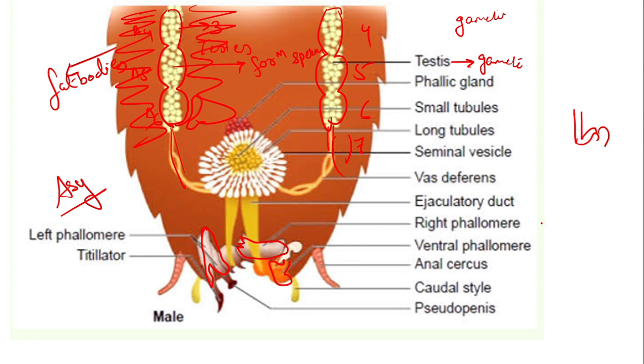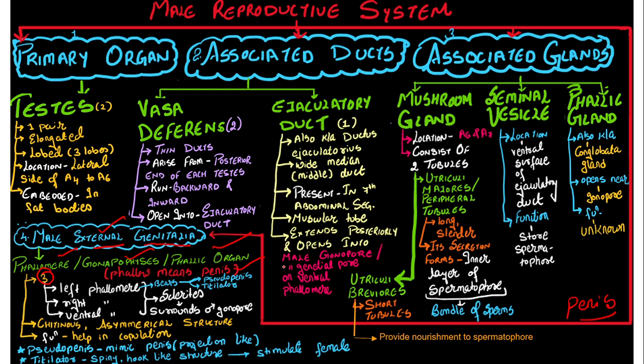How many phallomeres are there? Three phallomeres. What are these three? These are nothing but the names of the sclerites. Here you have the gonopore, and surrounding this gonopore you have the left, right and ventral sclerites. These sclerites are nothing but the right phallomere, left phallomere and the ventral phallomere, which are covering your gonopore, right?